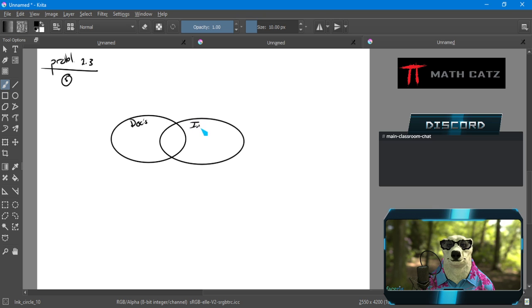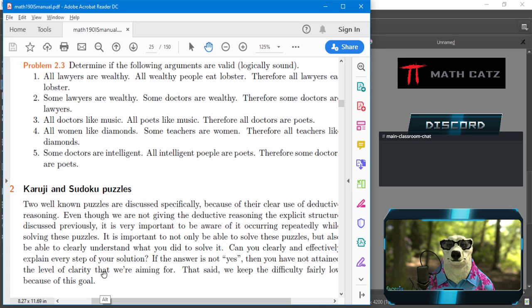So that will be intelligent people. Then I'm also bound by the second statement. All intelligent people are poets. So my third group is the poet group. All intelligent people are poets. That's an all statement. That means one circle inside the other one, intelligent inside poets.